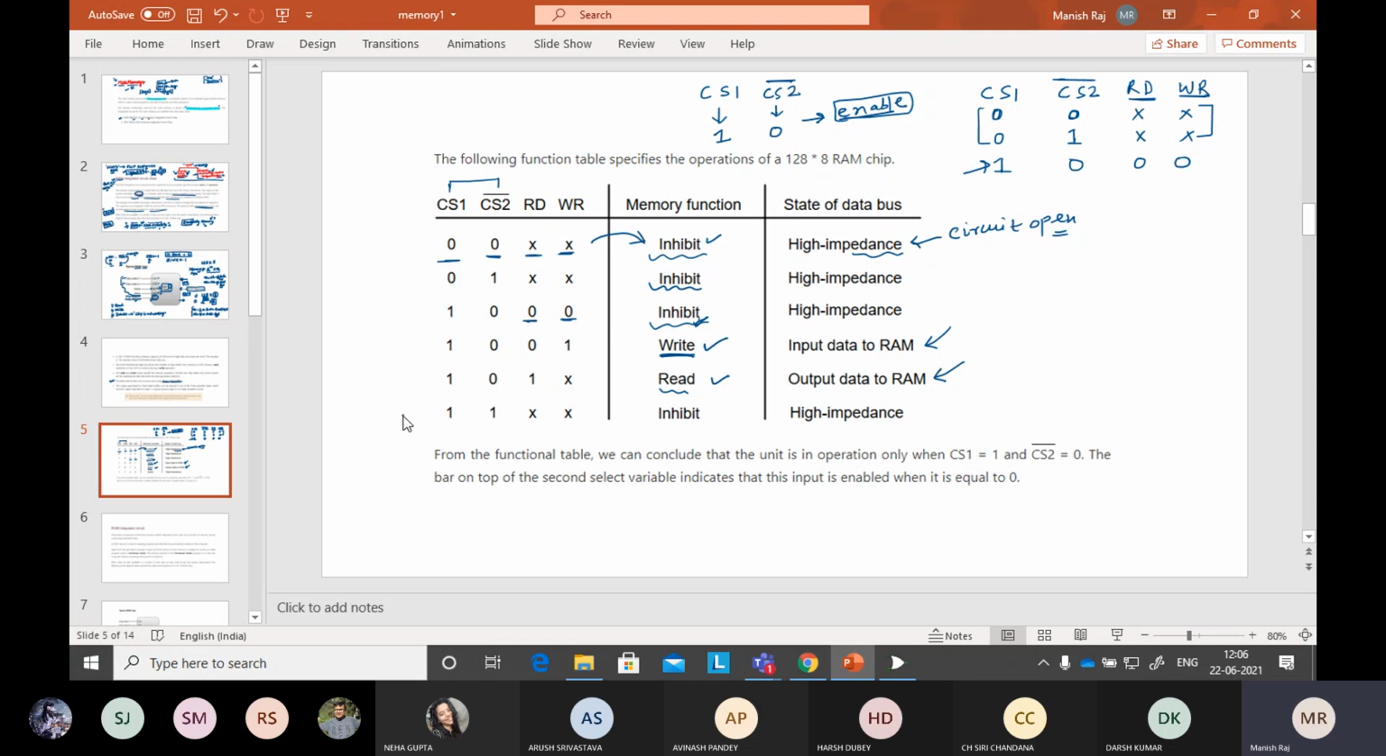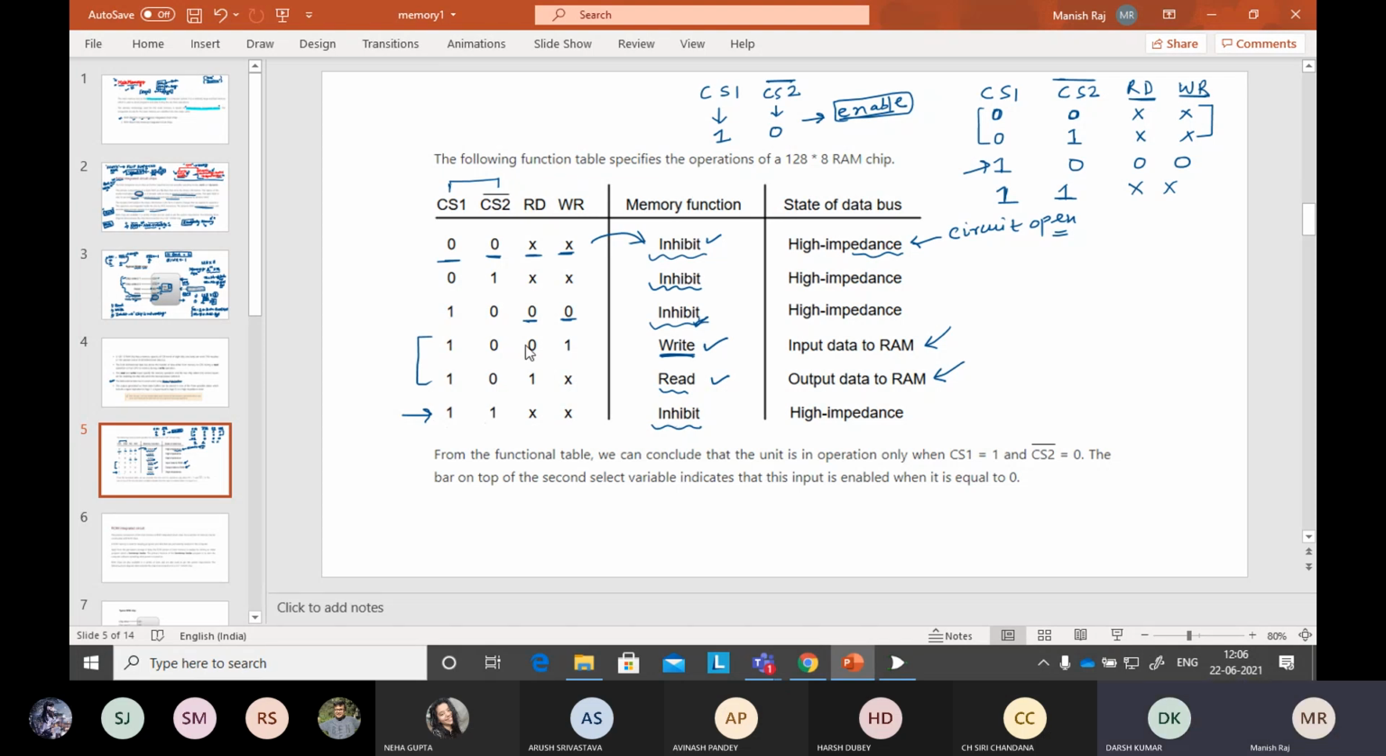So first I will go for the last condition. Again you are taking this one and this one. 1 and 1 means you are not selecting the chip again, so this is again the inhibit condition. Is it okay till now? Only two conditions are remaining. All these are inhibit conditions, meaning the chip is not working, the RAM is not working here. Are you with me?